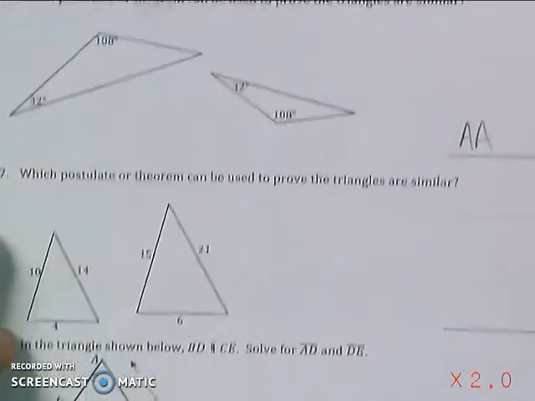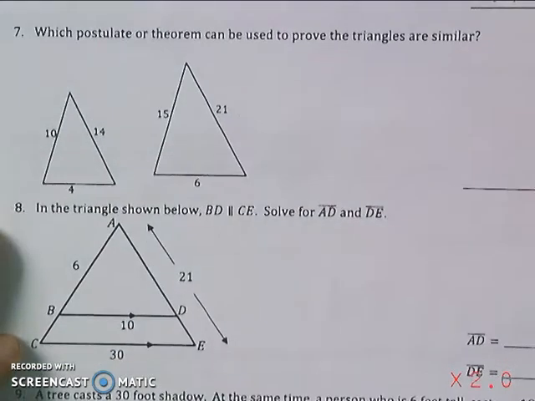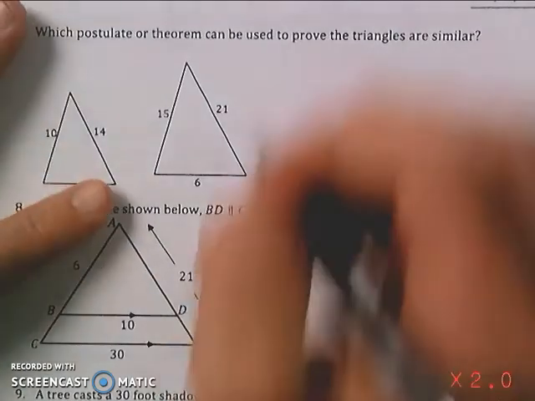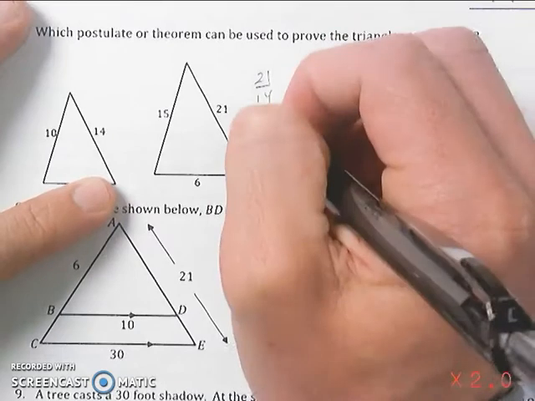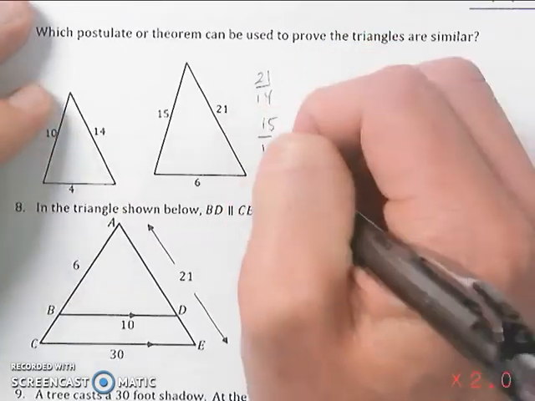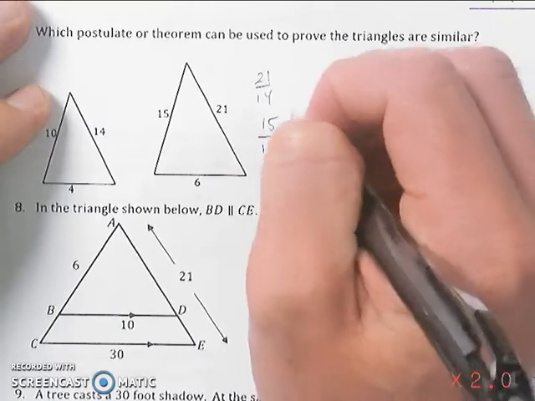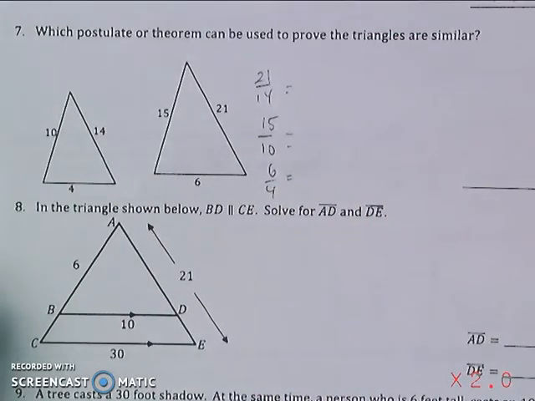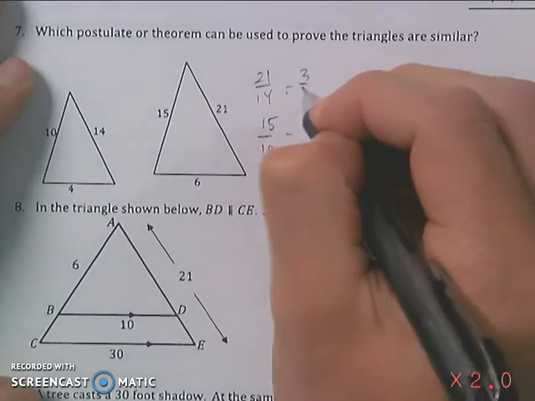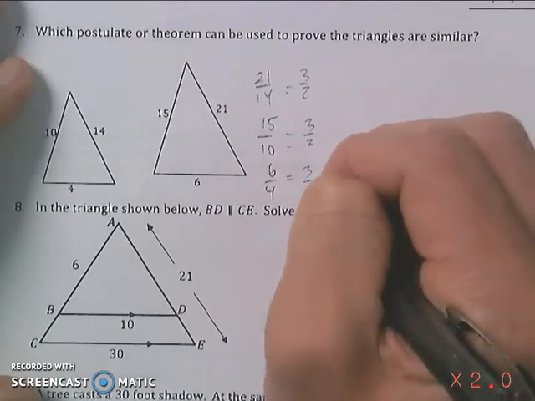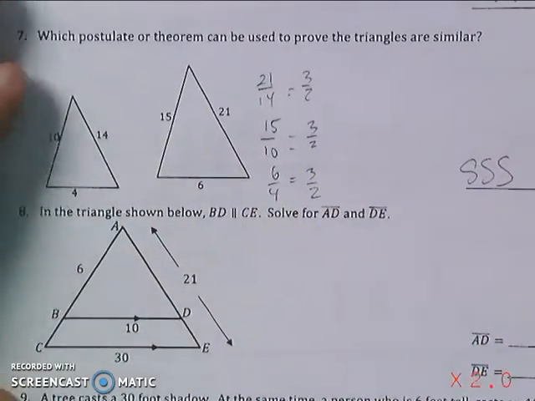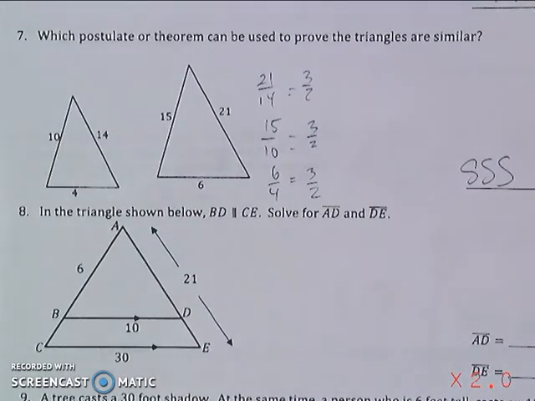Okay? The next one, we got to see if this one fits our pattern here, or do we have side, side, side? So we're going to go and put these in order here. So we're going to get 21 to 14, we're going to get 15 to 10, and we're going to get 6 to 4. And if you reduce all of these, what do you find out you get? 3 over 2, 3 over 2, 3 over 2. So this is proportionate. This is side, side, side. Okay? Any questions so far?